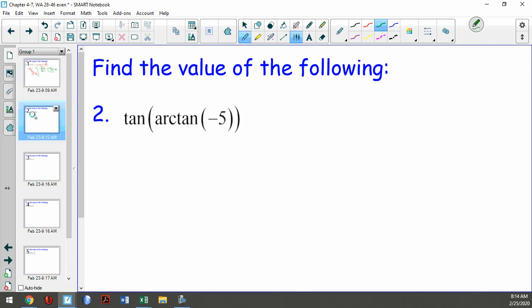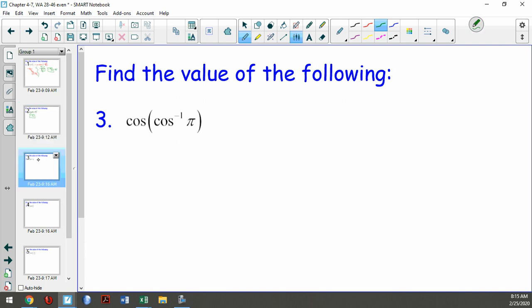Okay. This right here, these do cancel out because the arc tan, negative 5, is going from negative infinity to infinity, so I know it's possible. And because it's possible, those simply cancel out, and your answer is negative 5. Easy peasy.